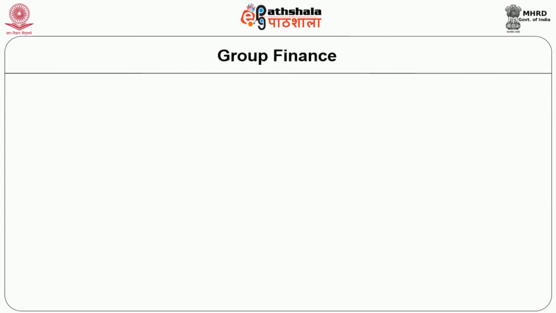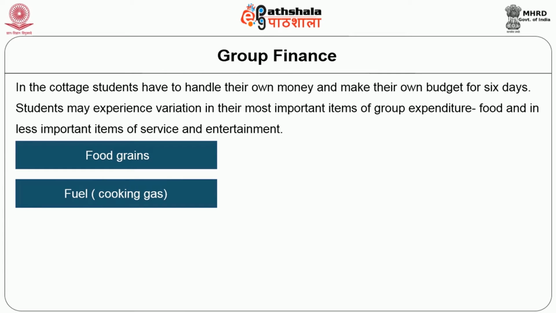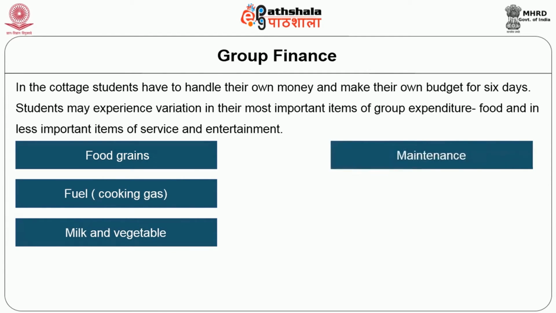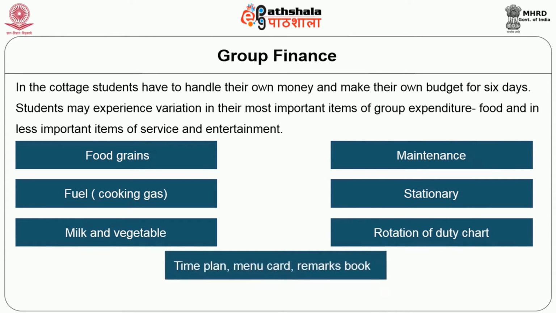Now, group finance. In the residence stay, students have to handle their own money and make their own budget for the 6 days. Students may experience variation in the most important items of the group expenditure like food, and in less important items like service and entertainment. So, the main important items of expenditure to be followed in the residence stay would be food grains, fuel or cooking gas, milk and vegetables, maintenance and stationery, rotation of the duty chart, time plan, menu card and remark book.